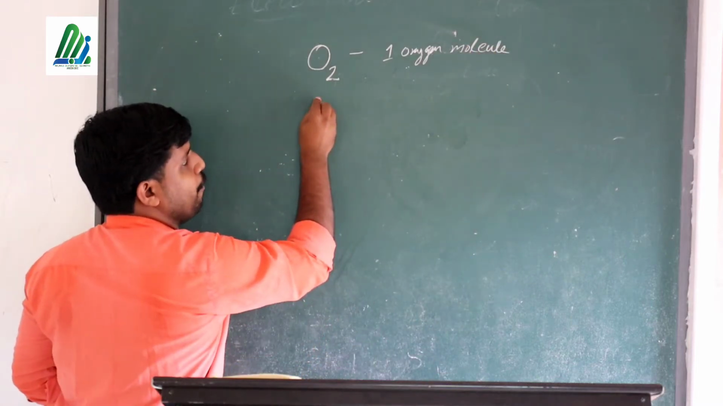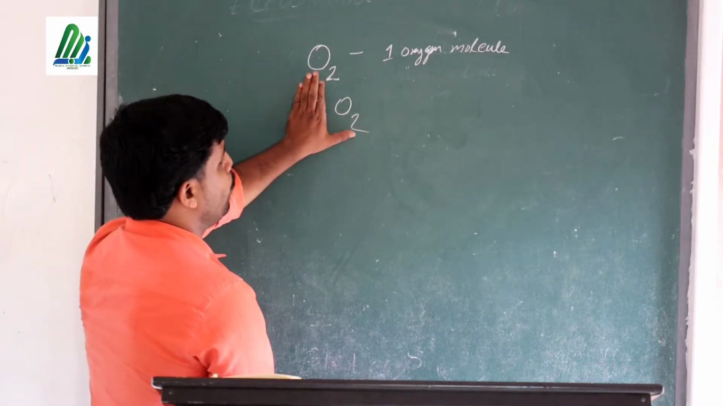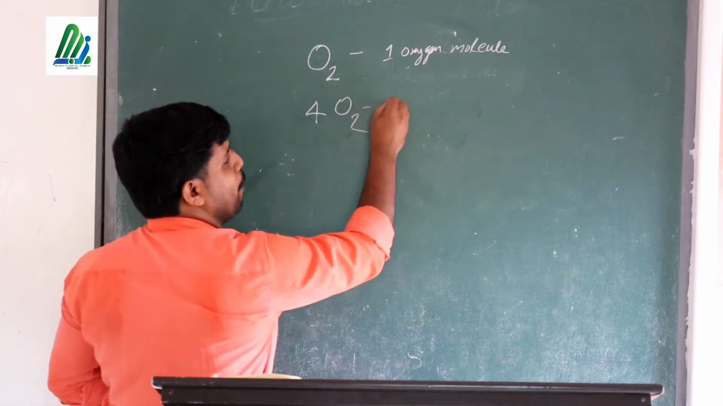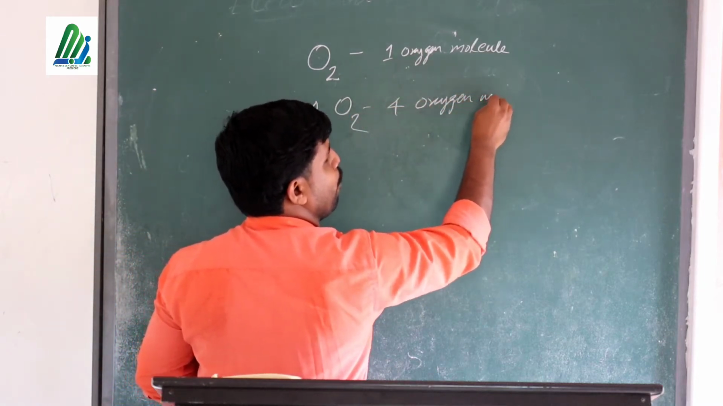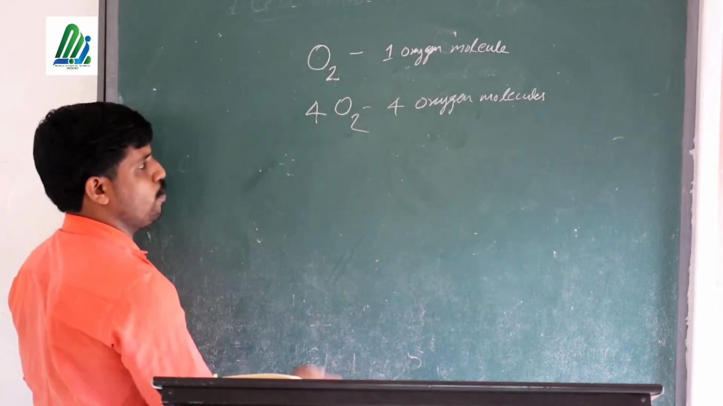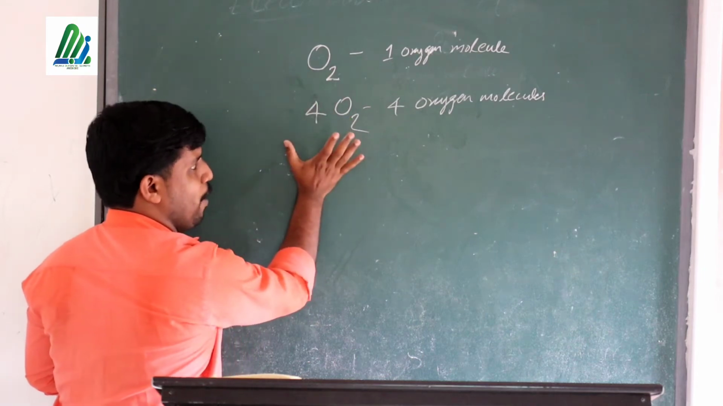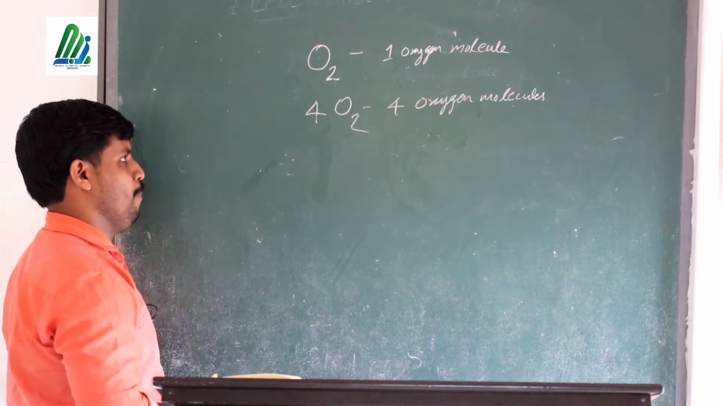Then listen, if we write 4O2, what does it imply? O2 means one oxygen molecule. If it is 4O2, that implies four oxygen molecules. So if you write O2, that is one oxygen molecule. If you write 4O2, that is four oxygen molecules.